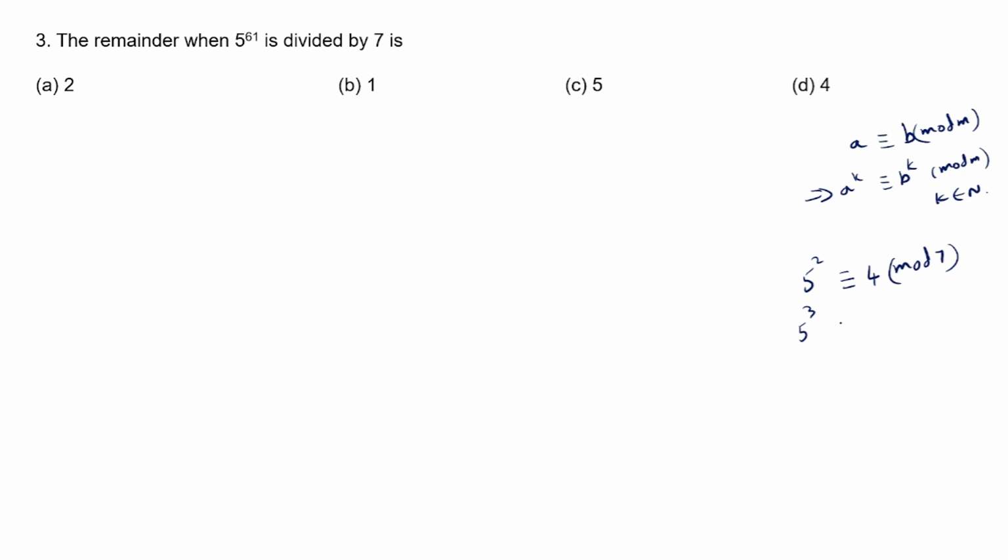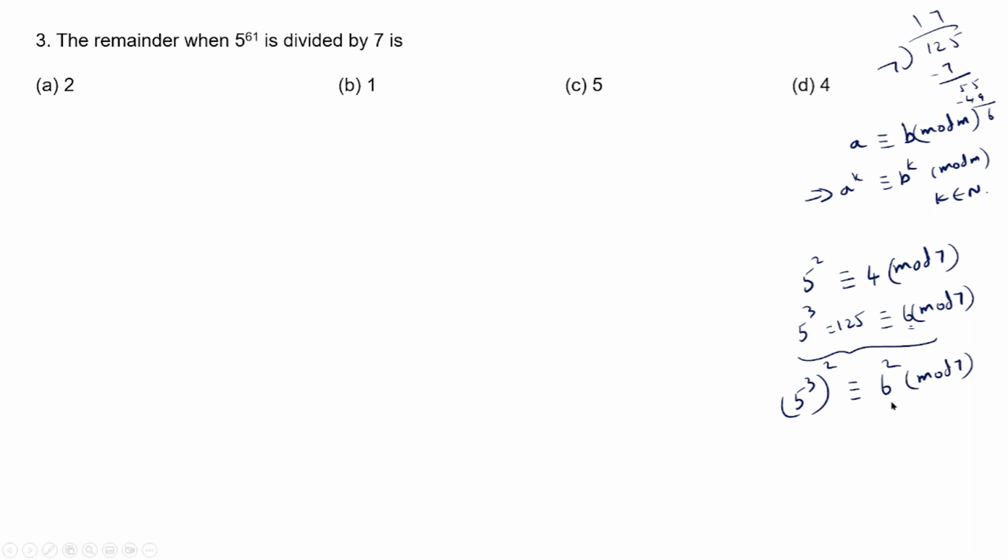Then if we take 5 cube it is 125. When we divide 125 by 7, we get the remainder as 6. So 125 congruent to 6 mod 7. So 5 cube is congruent to 6 mod 7. If we consider 6 square, it is 36. That is 5 cube the whole square congruent to 6 square mod 7. But 6 square is 36, and 36 mod 7 is 1. So we have 5 raised to 6 congruent to 1 mod 7. This is because 36 mod 7 is equal to 1.